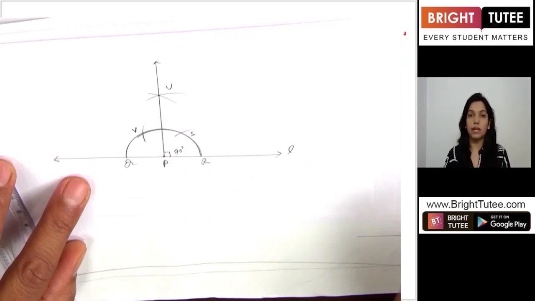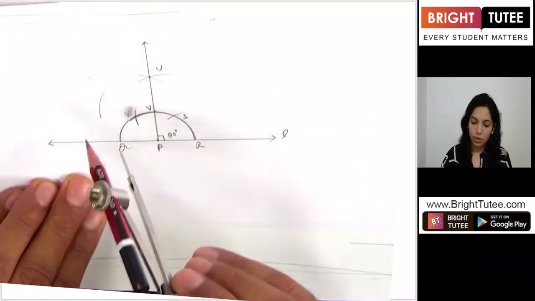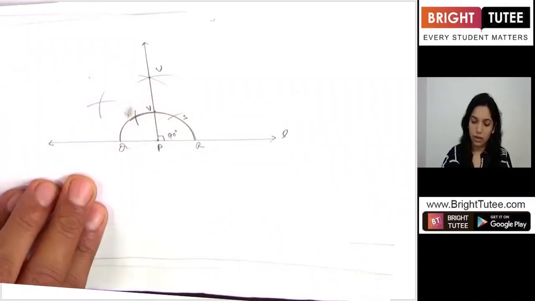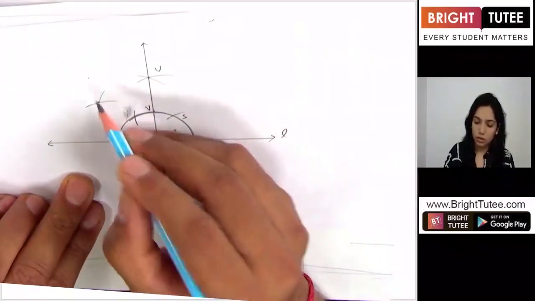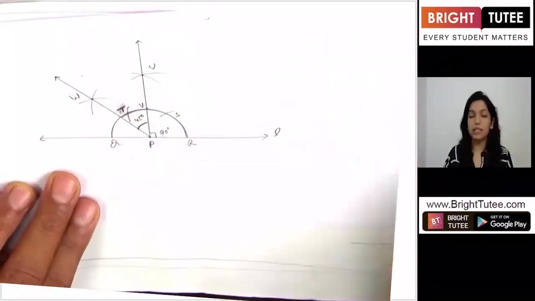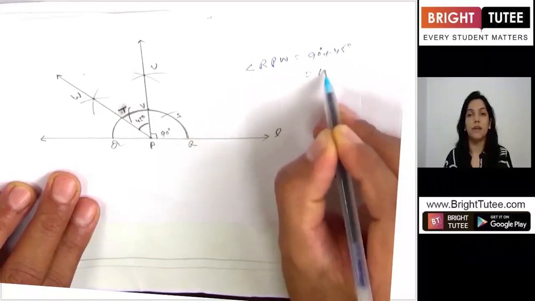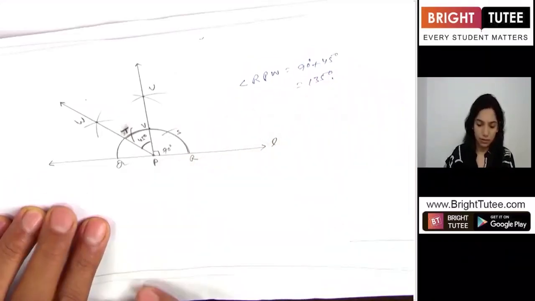So one of the sides we'll bisect. Keeping the pointer here at Q, we make an arc. Keeping the pointer here at V, we make another arc. So this particular angle here measures 45 degrees. So 90 plus 45, together we have got a 135 degrees angle, right?